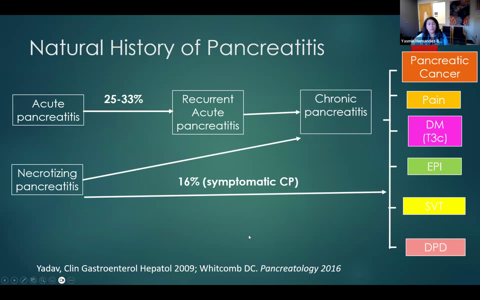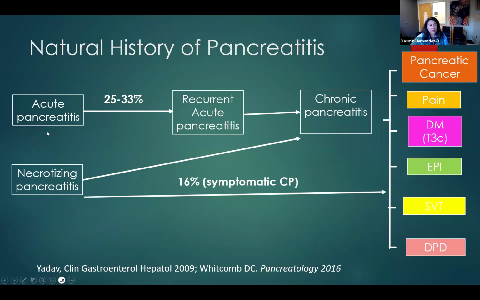I always think about pancreatitis on this spectrum, and I talk to my patients about it in this way as well. It starts with acute pancreatitis. It can be mild or more severe forms, including necrotizing pancreatitis. But about a third of patients will go on to develop recurrent acute pancreatitis, and a subset of these patients will go on to develop chronic pancreatitis and the complications that are listed there on the far right-hand side.